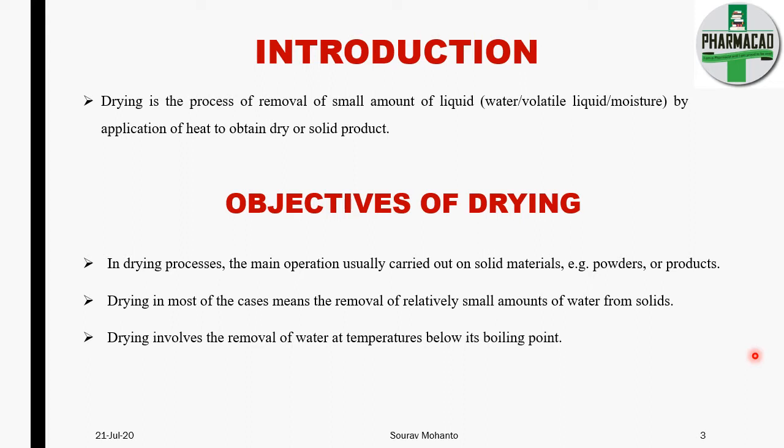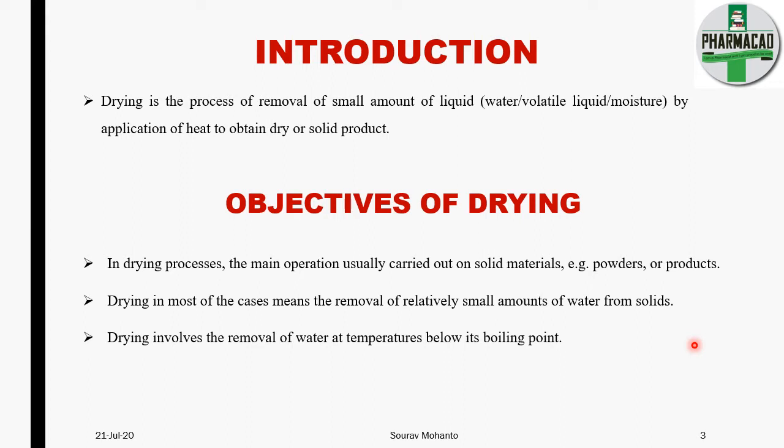Next is the objective of drying. So the main or the basic objective of drying process is to remove a relatively small amount of water from solids. Drying process is usually carried out on solid materials like powder, paste, products, etc. If we want to remove a small amount of water from the powder, then we can use drying process rather than evaporation or distillation or any kind of other heat processes. Drying involves the removal of water at temperature below its boiling point, just like the evaporation process.